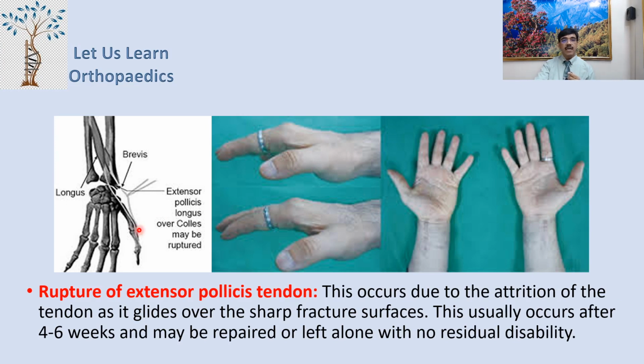Now, another complication is the rupture of extensor pollicis tendon. Now, this occurs due to the attrition of the tendon as it glides over the sharp fracture surfaces, as you can see here, and usually this occurs 4 to 6 weeks after the fracture has occurred. It may be repaired or left alone without any residual disability.